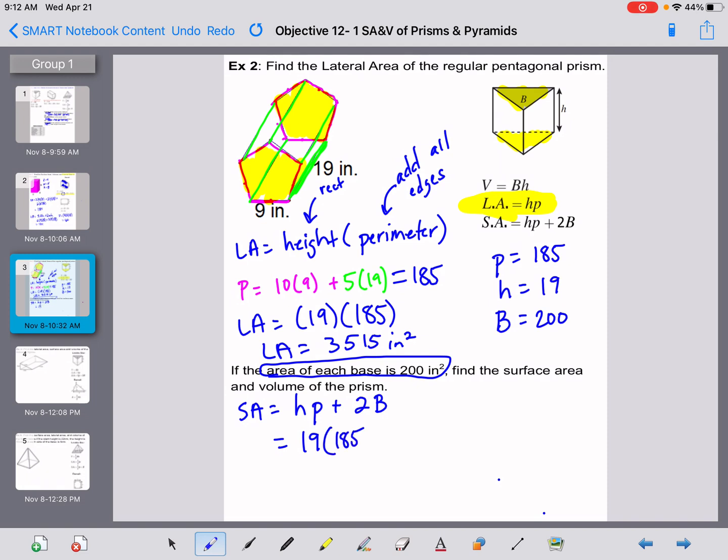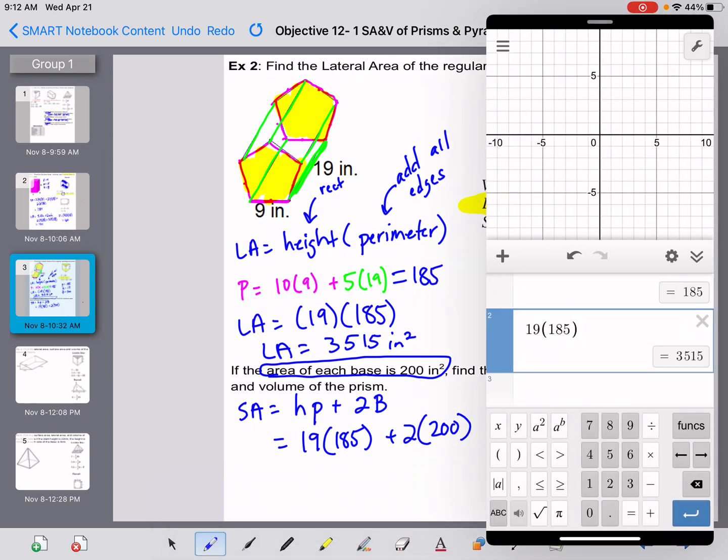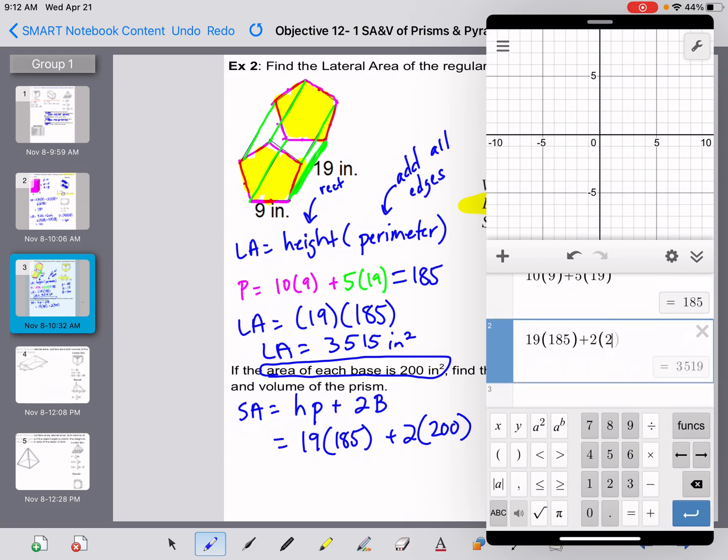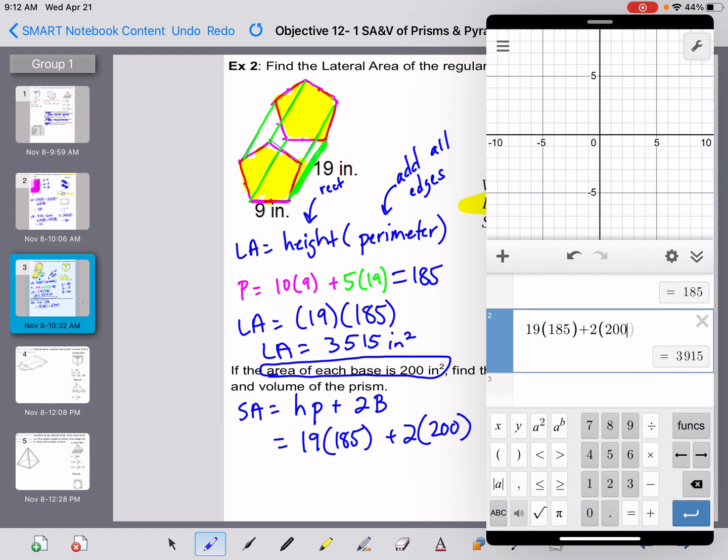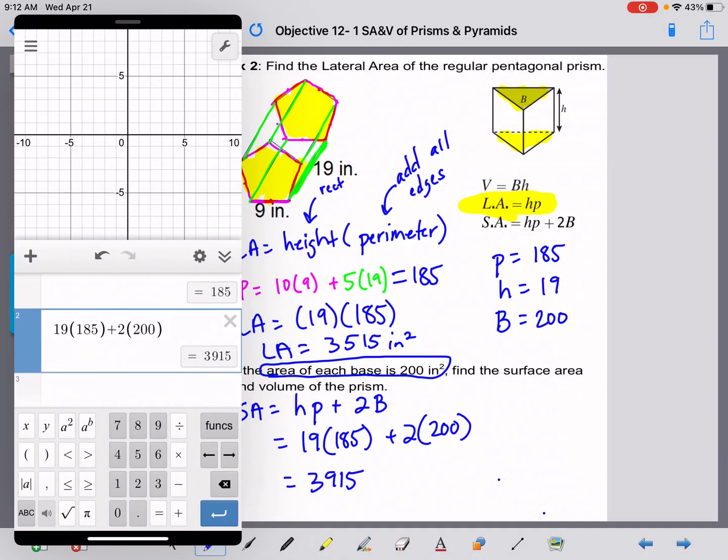19 times 185 plus 2 times 200. Now wait a minute. This is the lateral area, right? 19 times 185. So really, I could have just substituted this 3515 in. When I go over here to type this into Desmos, I've already got that part typed in. So now I'm just going to add the 2 times 200. And I get 3,915 for surface area.